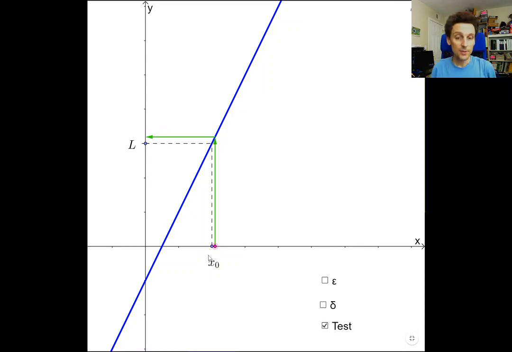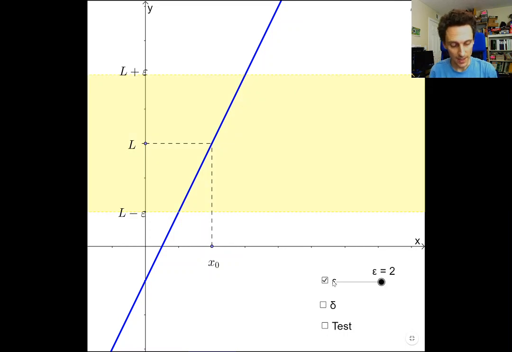Now for the limit to exist, we have to be able to get as close to L as we like. Now this closeness to L is represented by what we're going to call epsilon. Epsilon is a Greek letter and it just happens to represent a closeness to L. So here's a picture of what it looks like when epsilon equals 2. Here's 2 away from L.